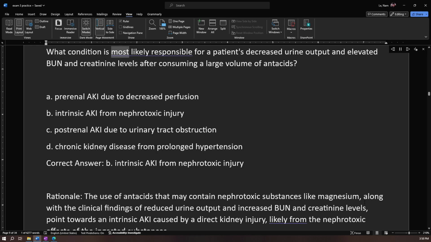What condition is most likely responsible for a patient's decreased urine output and elevated BUN and creatinine levels after consuming a large volume of antacids? A. Prerenal AKI due to decreased perfusion.